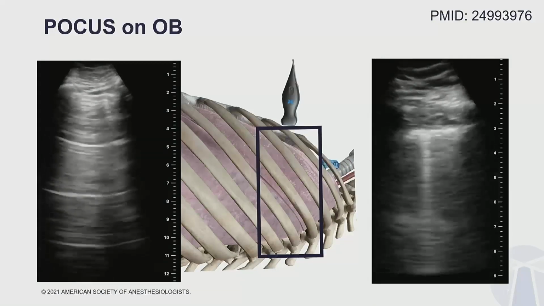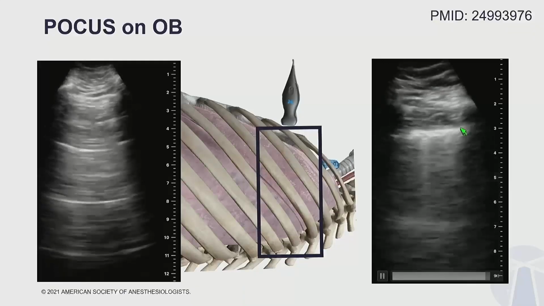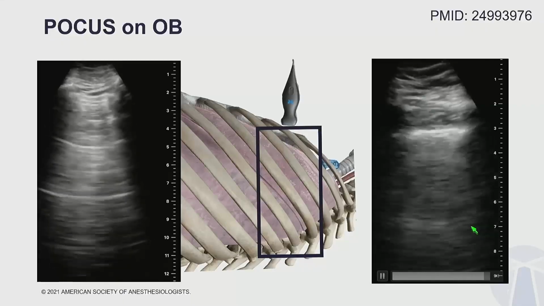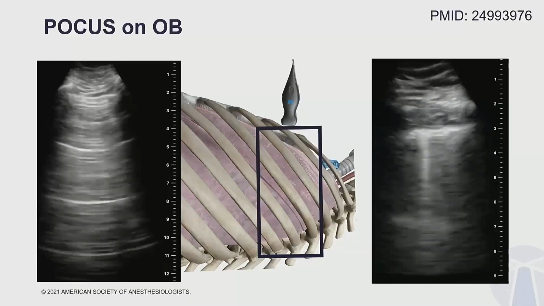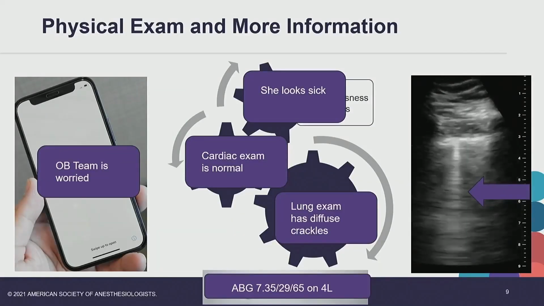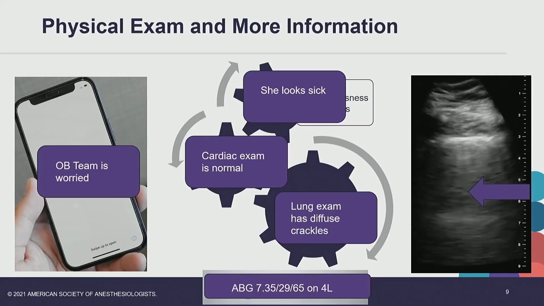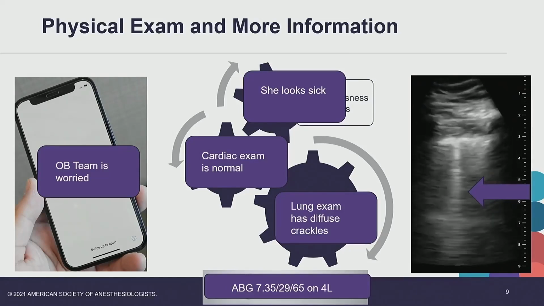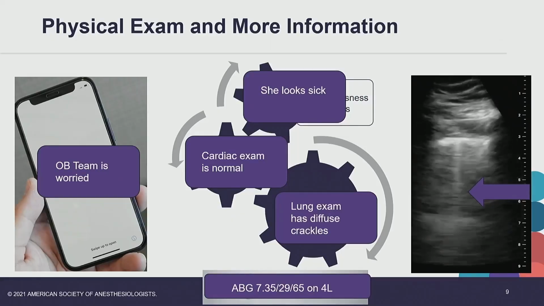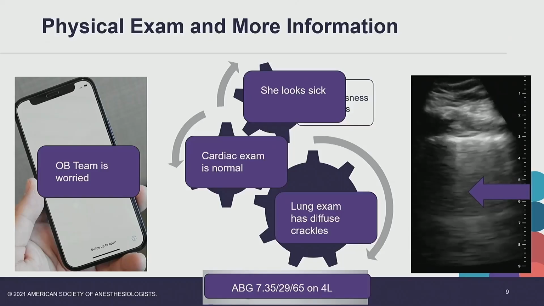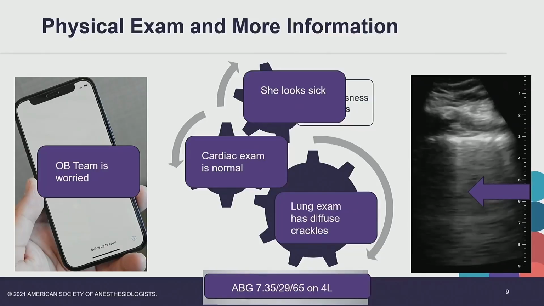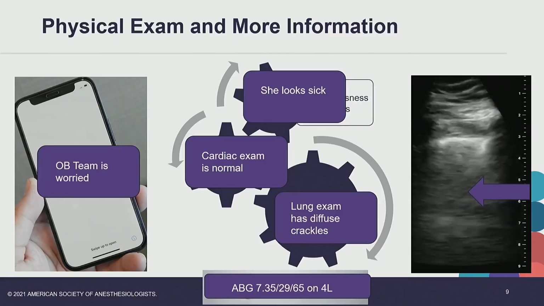Contrast that with the image that we see here, where you've got great pleural sliding, but you have the speckly B lines echoing all the way down the image. And so in thinking about this patient who is hypoxic and bleeding, we called the OB team and they're worried. We don't know what's going on, but this looks bad. We go to the patient's bedside, she's sick. Listen to her heart, it sounds normal. Listen to her lungs, she's got diffuse crackles, and we get a blood gas, and it looks like she's got a metabolic acidosis as well as being hypoxic. And then, of course, the point-of-care ultrasound showing us these B lines.